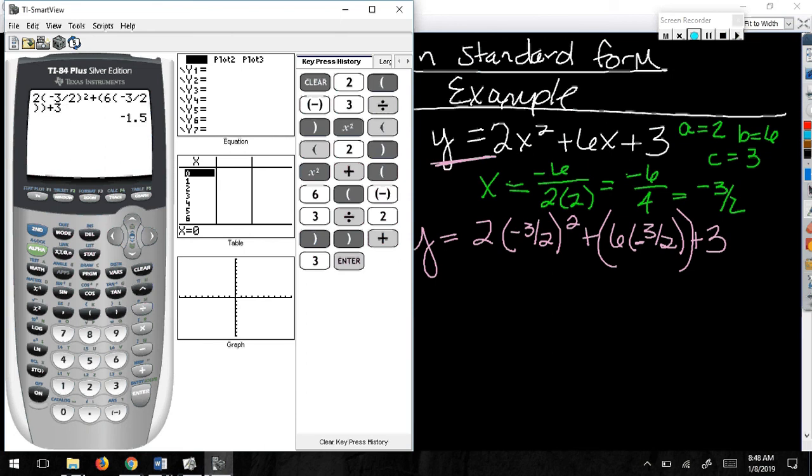I get negative 1.5. We know that that is negative 3 over 2, but just in case you did not know that, your calculator will put it back as a fraction for you. If you hit math, enter, it'll put whatever answer you have back as a fraction. It's pretty nice, right?